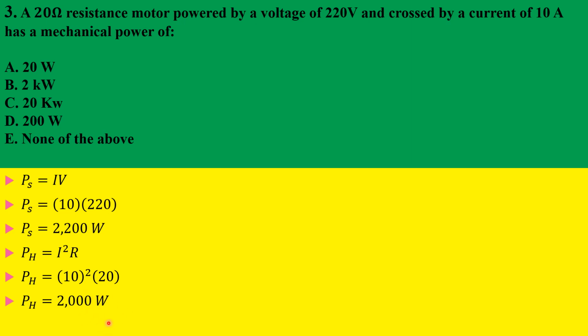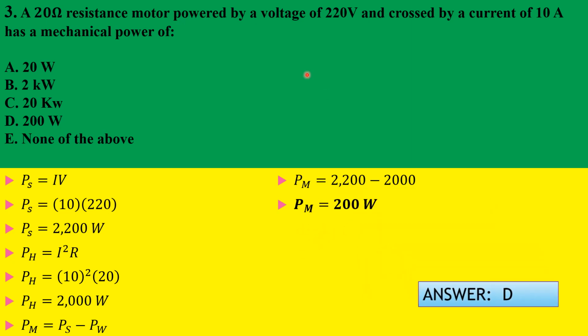So the remaining power would be the mechanical power, right? So the difference between the supply power and the power wasted as heat would give you the mechanical power, which would basically give you the power that is available for useful work. So we have the mechanical power to be power supply minus, of course, power as a result of heat. I've written P_W there. All right, so our mechanical power is 2,200 minus, of course, 2,000, so our mechanical power is 200 watts. So our answer is D.